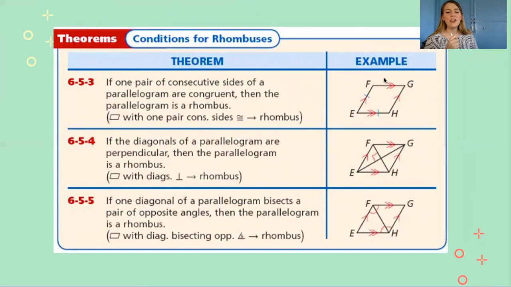And finally, if we know that the diagonal in the middle of a parallelogram bisects the angles, then we know it's a rhombus. Notice that for all of these, we have to know it's a parallelogram first before we can apply these and say that it's a rhombus.